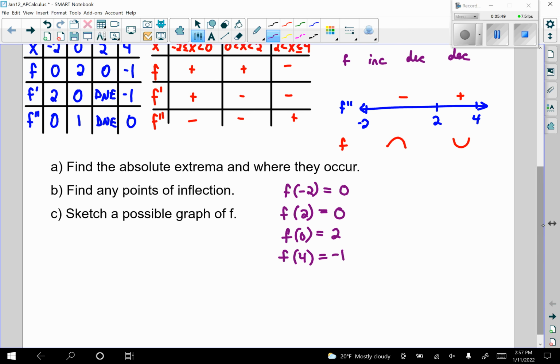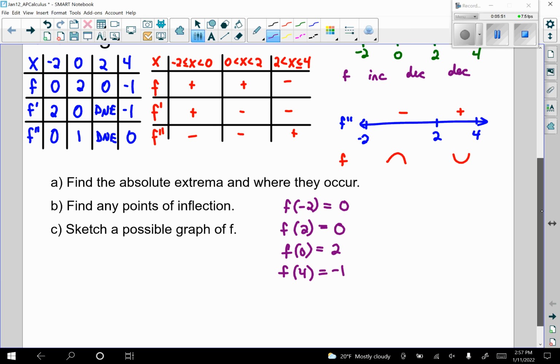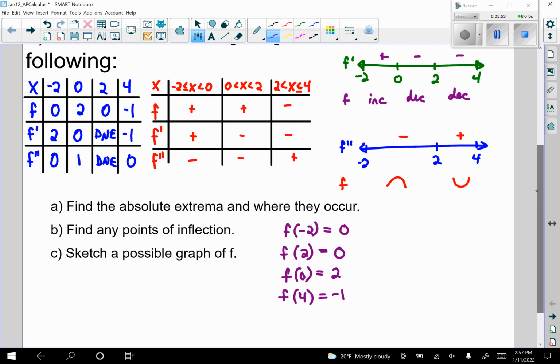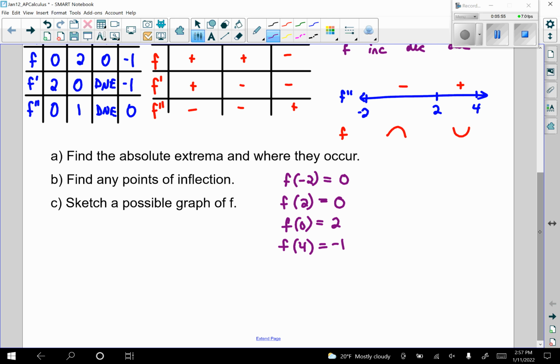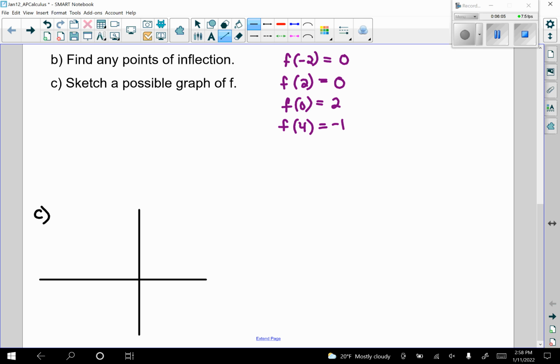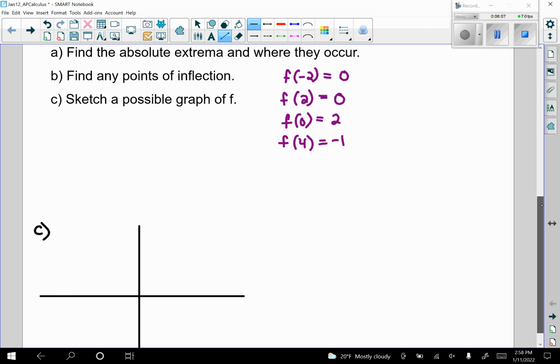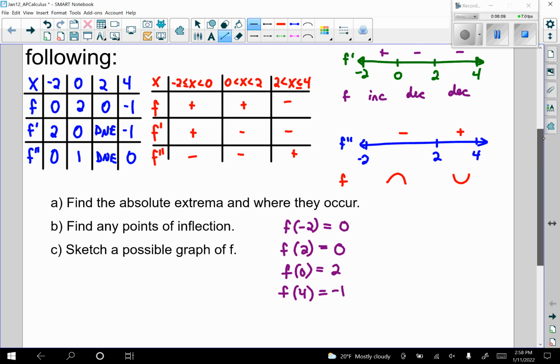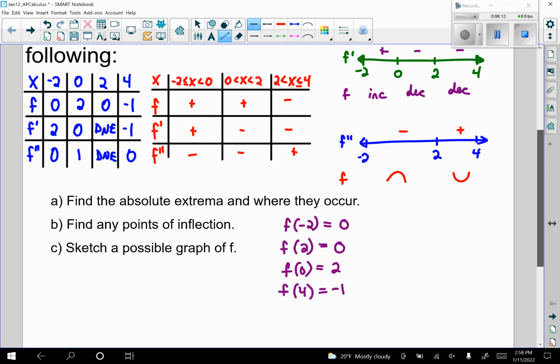And sometimes it might even be easier to skip to part C and then answer parts A and B. We could always do that. So we'll go to part C. We'll sketch this graph. And again, I'm going to put the key x values here, -2, 0, 2, and 4.